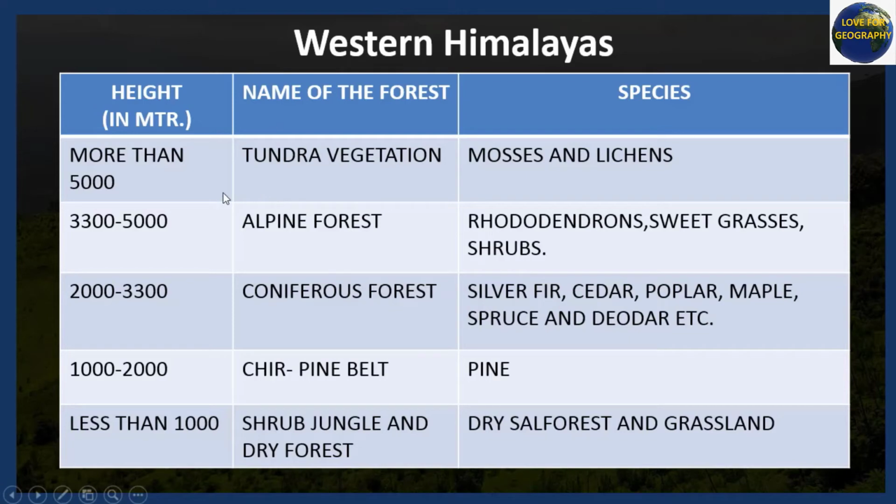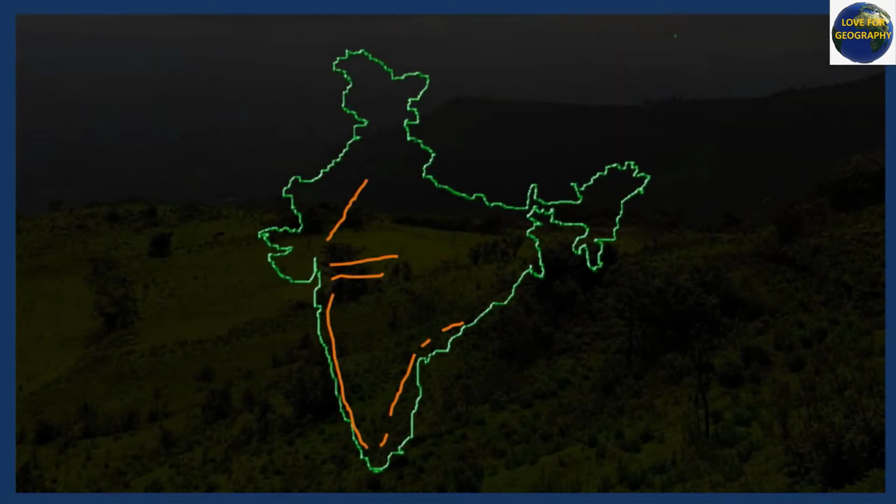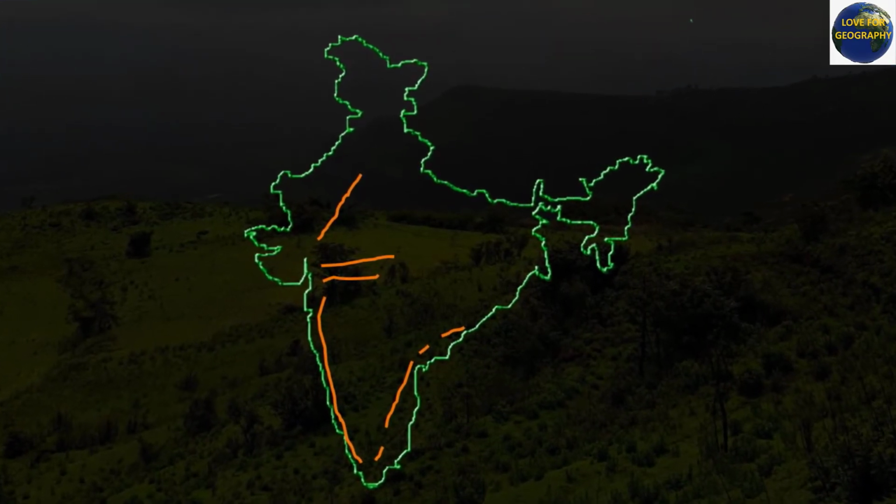Here I have given the name of the trees for the Western Himalayas as well as for the Eastern Himalayas. You can make a quick note on the name of the trees. So, this was all about the vegetation in the northern mountains of India. Now, we will look at the vegetation in the southern mountains of India.